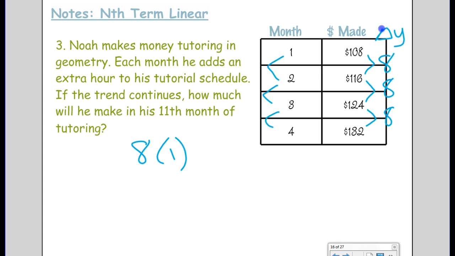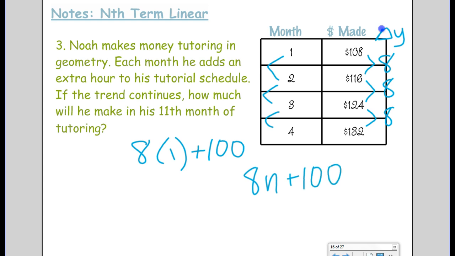How do you make 8 look like 108? Subtract. Yeah, you can subtract them. 108 minus 8, and you should get 100. So that's our equation. 8n plus 100.